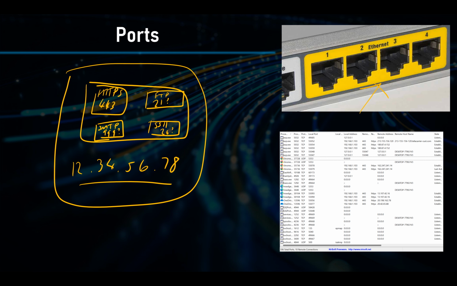Now, let's say someone wants to send something to the web server. They can't simply send it to this IP address because when this device receives it, how does it know: is this data for this HTTPS program or process? Is it for this email process? Is it for the SSH client? Is it for the FTP client?